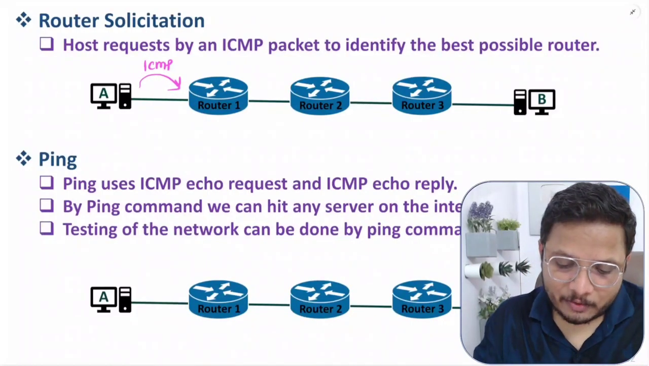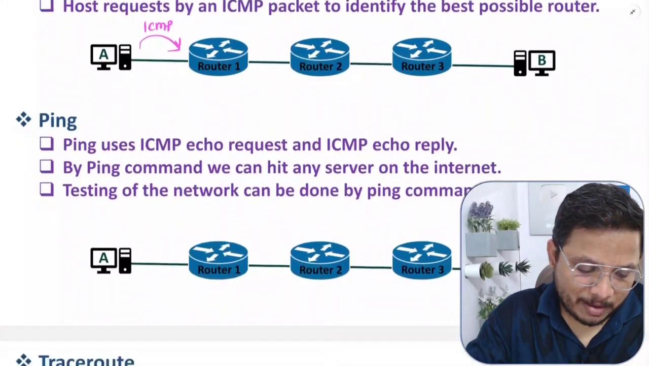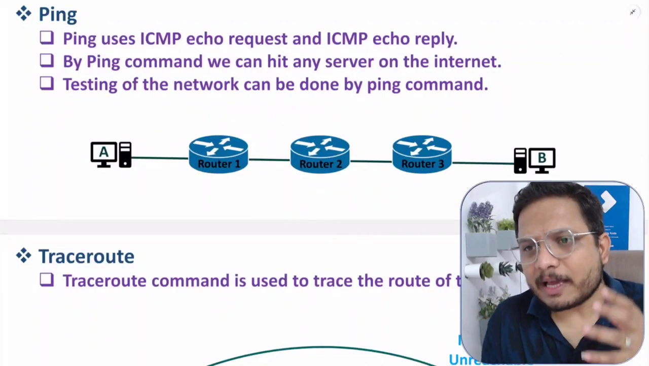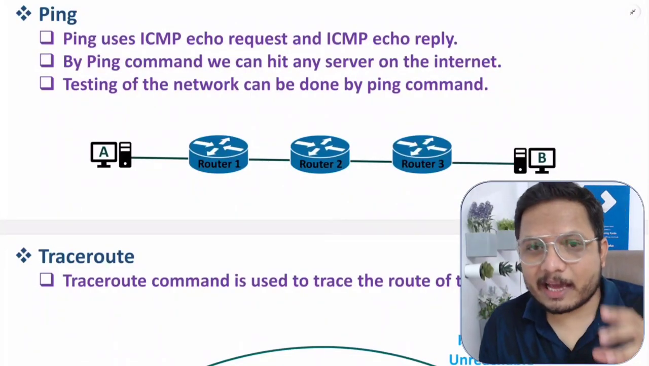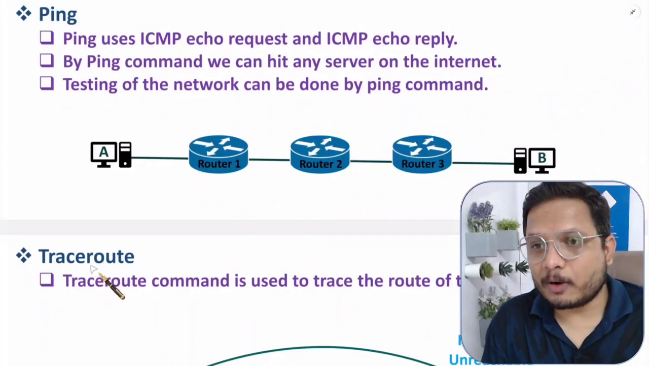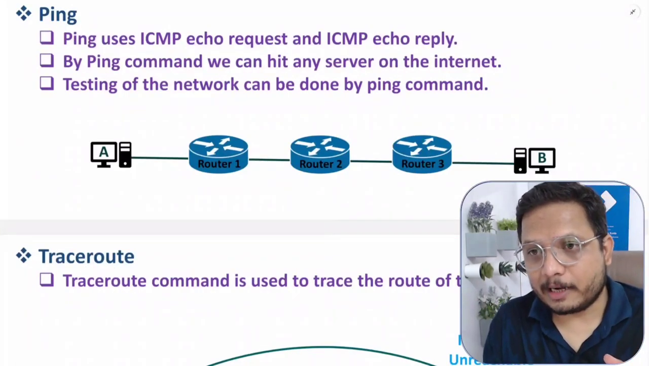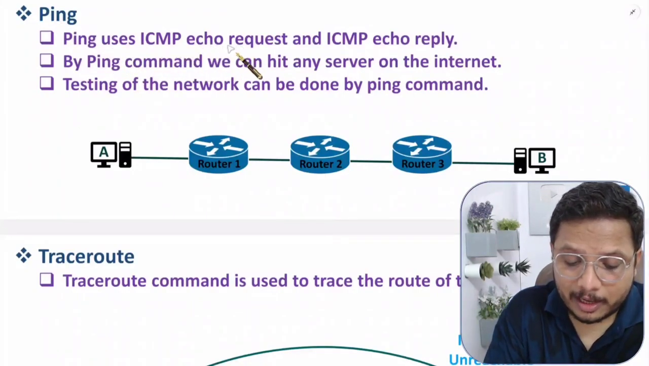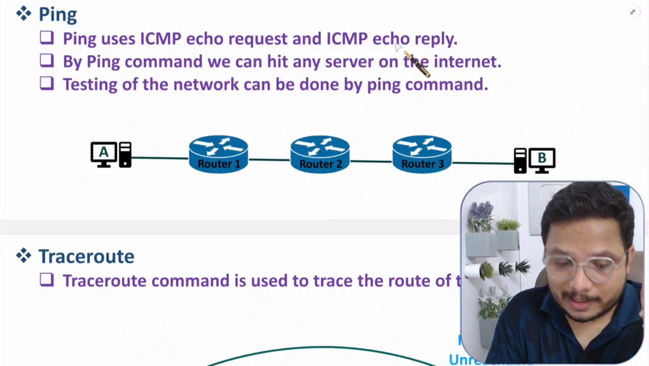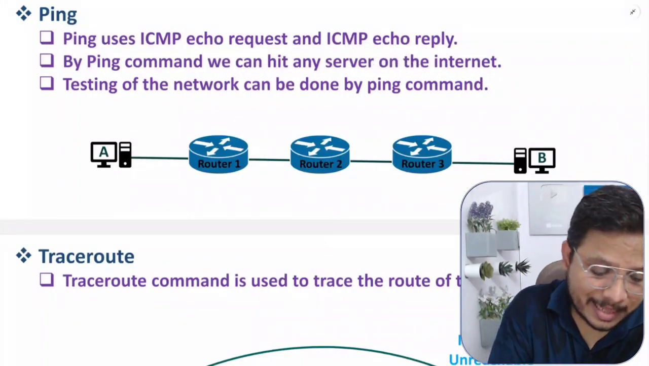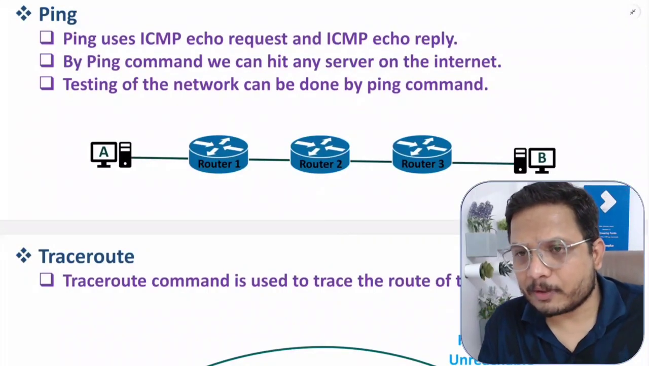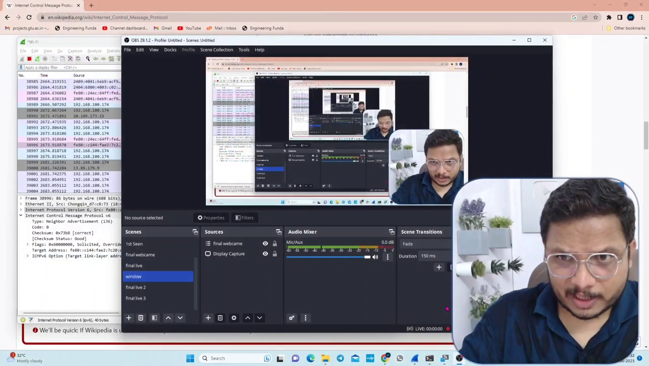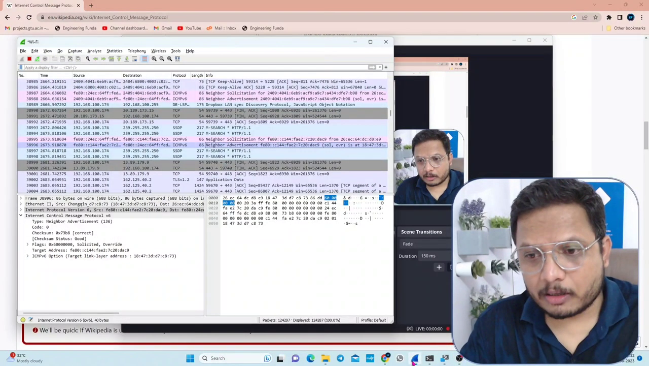Now let me explain a few very essential parameters, like what is ping and what is traceroute. The reason is, as a network engineer, you should have an idea about what ping and traceroute are and why we should have them, right? See, ping uses ICMP echo request and ICMP echo reply. I'll show you practically. First of all, let me show it to you on Wikipedia. After that, I'll show you practically on my computer.